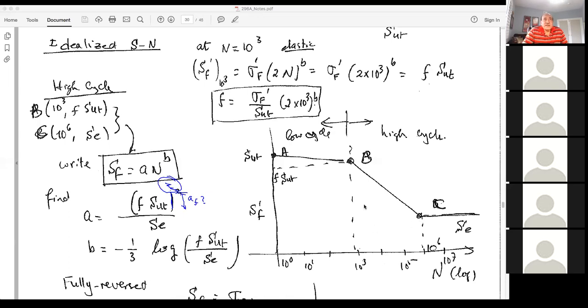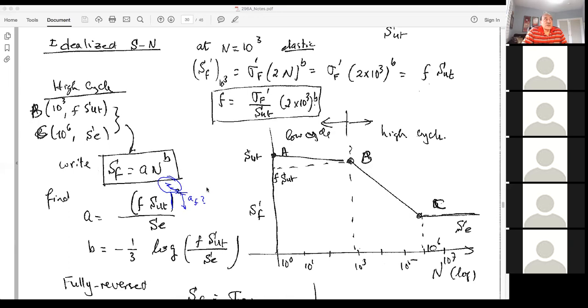If you have a steel, the endurance limit is roughly half of the ultimate. This is empirical. Therefore, if I know just one number, which is the ultimate, I multiply it by F, I get the Y coordinate of B. I multiply it by 0.5, I get the coordinate of C. And in between, we have two straight lines, AB and BC. And two straight lines on a log-log plot mean that they are power laws.